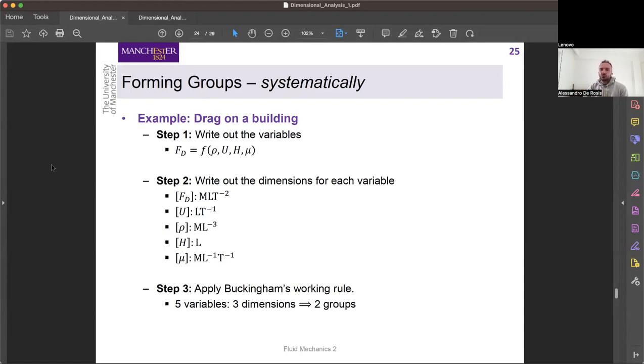Step number 2, we associate to each variable its dimensions. So drag force: mass, length, time to the power minus 2. Velocity: length over time. Density: mass, length to the power minus 3. The height is just a length, and the dynamic viscosity is a mass divided by a length, divided by a time. Step number 3, we have 5 variables, 3 dimensions, 5 minus 3 equals 2. We will have 2 pi groups governing the problem.